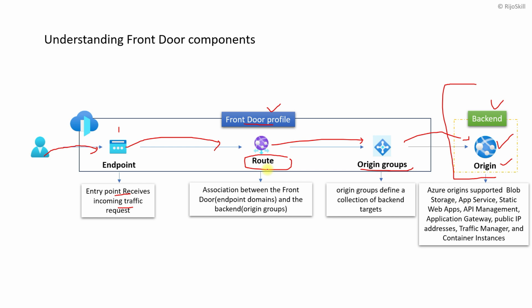Okay, so the route is the main decision maker. For example, when you request for rejoskill.com, the route will check that rejoskill is available in the route. If it is available and matches that traffic, then they will pass it to the origin group. So now you understand what components are available. There are three components: endpoint, route, and origin group, then origin.